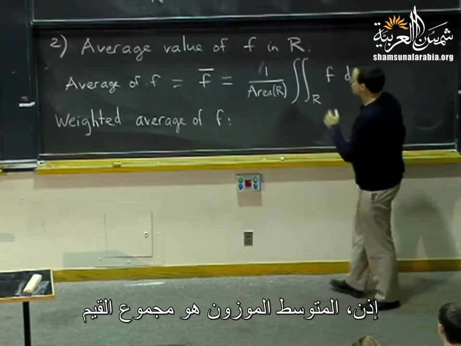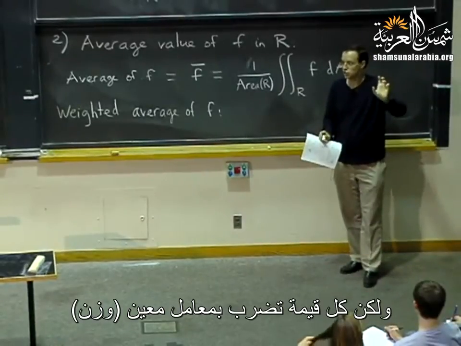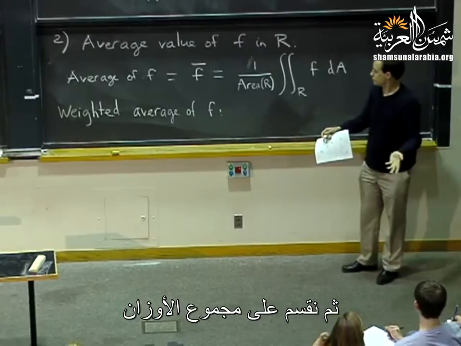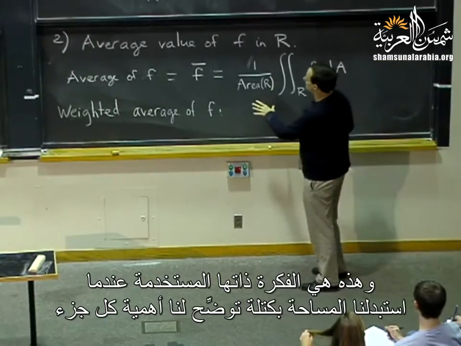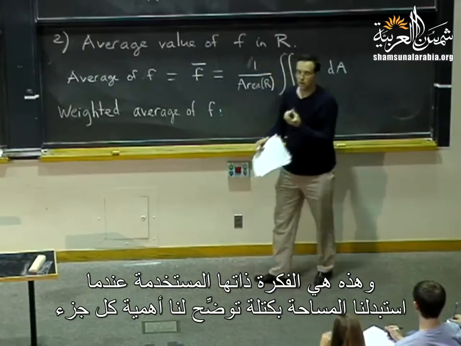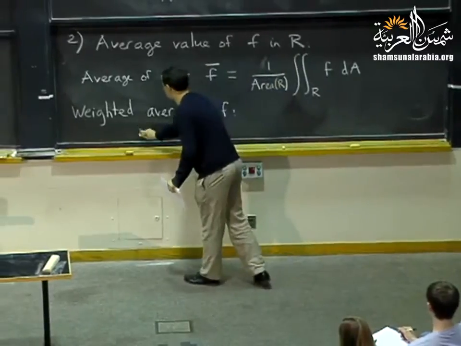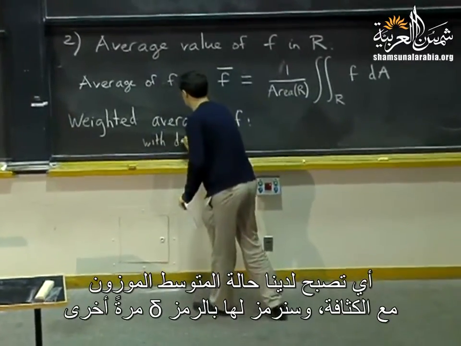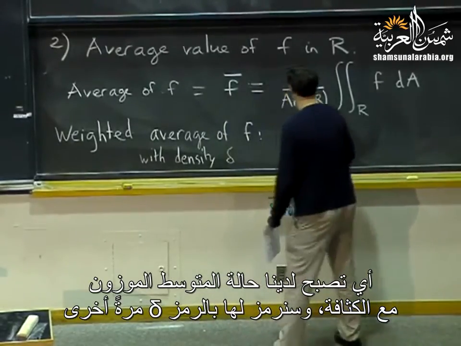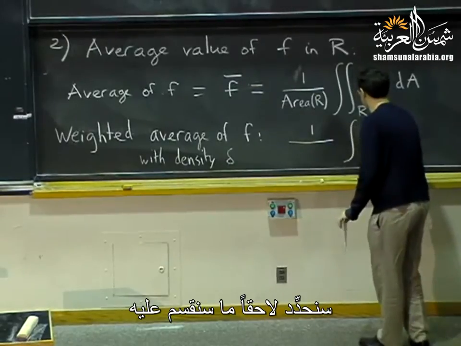So the weighted average is the sum of the values, but each weighted by a certain coefficient, and then you will divide by the sum of the weights. So it's a bit the same idea as when we replace area by some mass that tells you how important a given piece is. So we'll actually have a density. Let's call it delta again. That would be now, well, we'll see what we divide by.